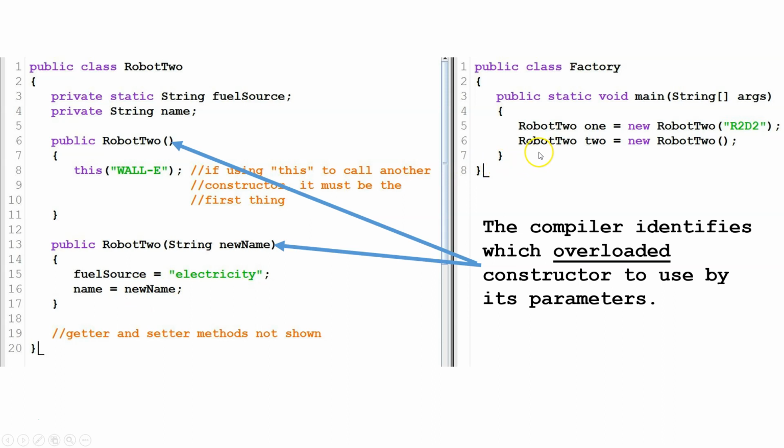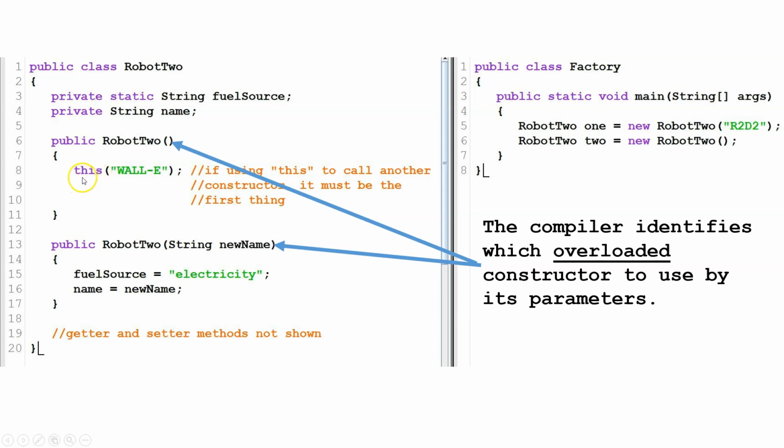Now let's look at this second one. We've got a variable named 2 of type robot2. We make a new instance of robot2, but we have no arguments here, so it's going to go to the constructor with no parameters. Now this is an example of using the this command.